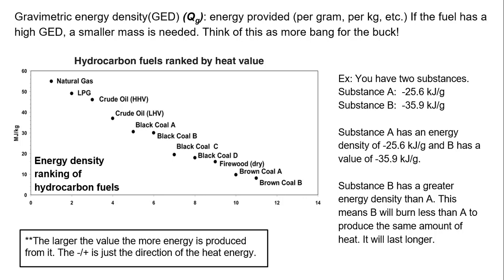So substance A has an energy density of 26.56, and for B we can see that substance B has a greater energy density than A. This means that B will burn less than A to produce the same amount. So think of density. The denser something is, the more compressed it is. So think of it this way. You have two fuels. One is burning slower, which means it's going to last longer. So the numerical value is what you want a higher value of. That's going to allow you to drive longer than substance A would.